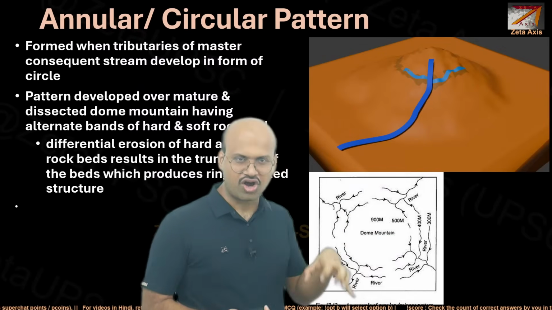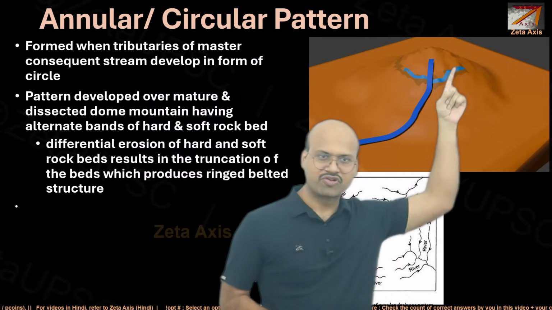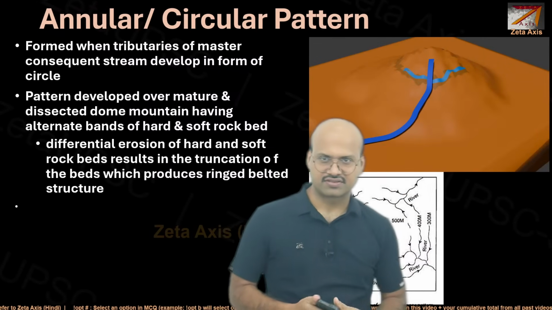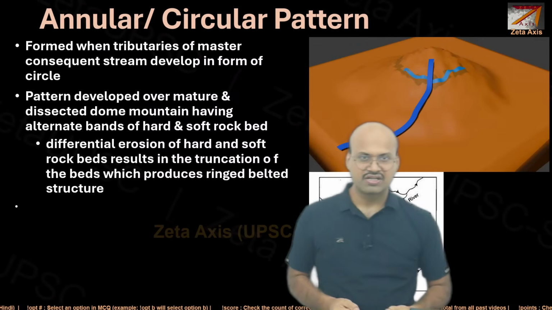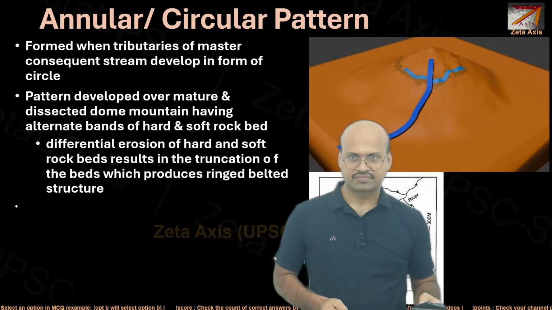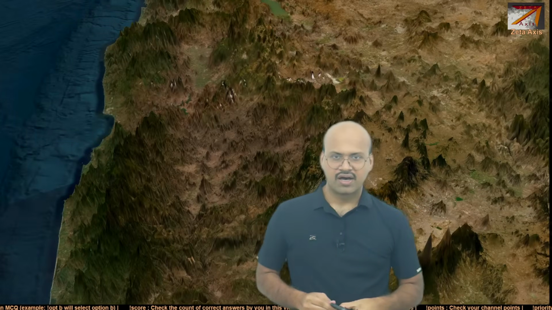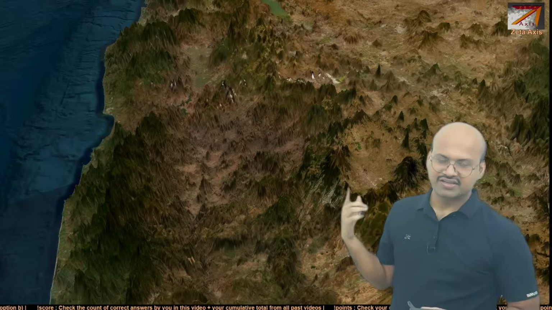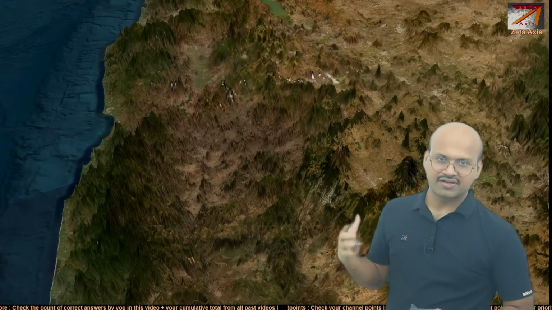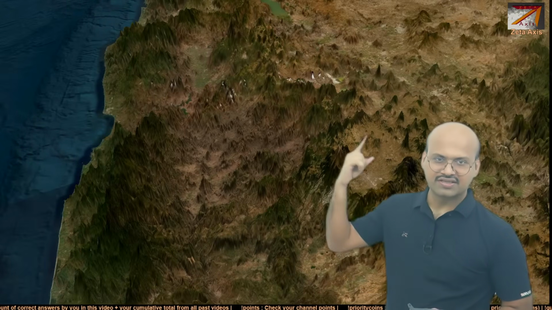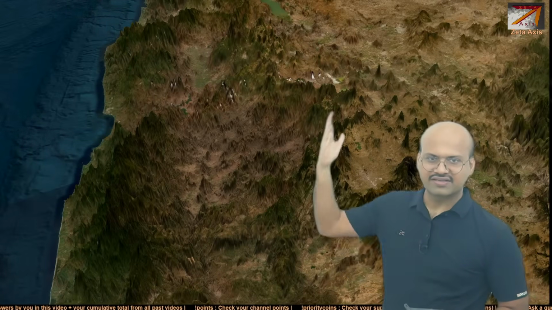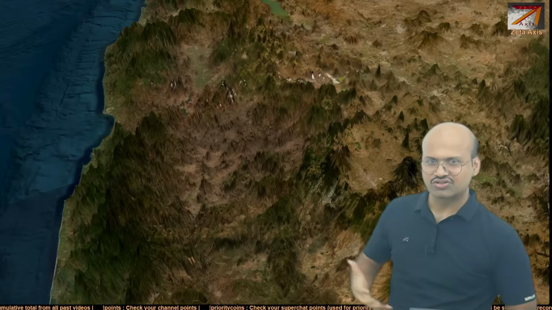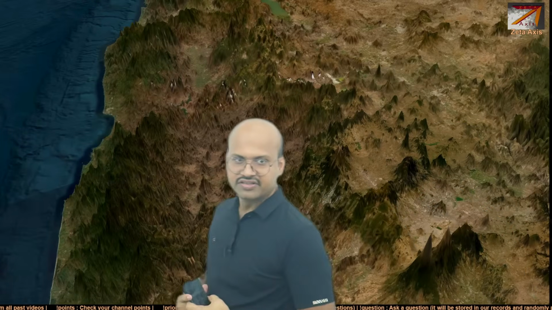When we are seeing from the top, this is the side view, so there will be similar streams from all other directions creating this kind of branches. I hope you understand the annular or circular pattern. This is a region where we can see that the river streams are not visible, but here again this is the region, and there are certain rivers which create the annular pattern over here, but it is not visible in this screenshot.